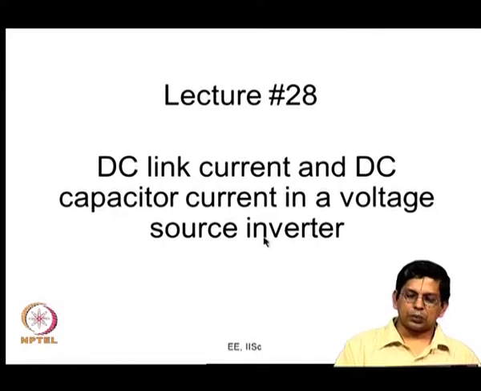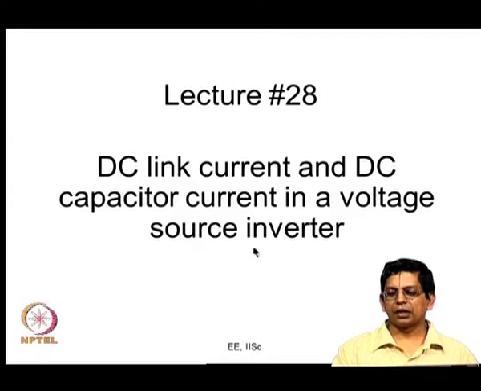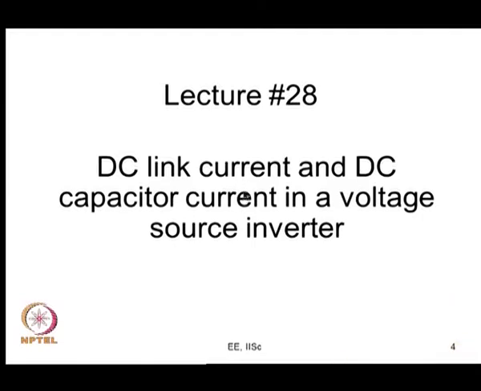So, which is the 28th in the series, and we call it DC link current and DC capacitor current in a voltage source inverter. We know voltage source inverter, and today we want to improve our understanding on these two, which are actually closely related to each other. So, let us just get into this now.